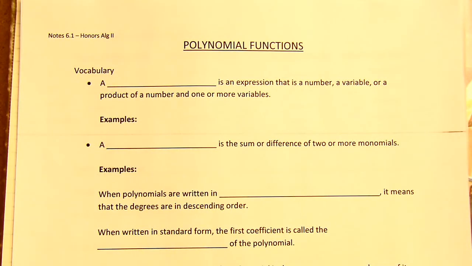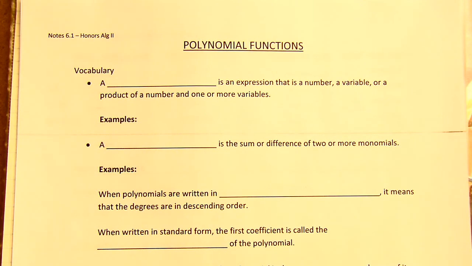Polynomial functions. This is Chapter 6, Section 1. Some vocabulary reminding us what a polynomial is. And then we're going to talk about the leading coefficient, the degree of the polynomial, writing things in standard form, identifying and classifying by degree and by the number of terms. And then we have adding and subtracting polynomials. This is just a review because we've really been doing this for part of the school year already.